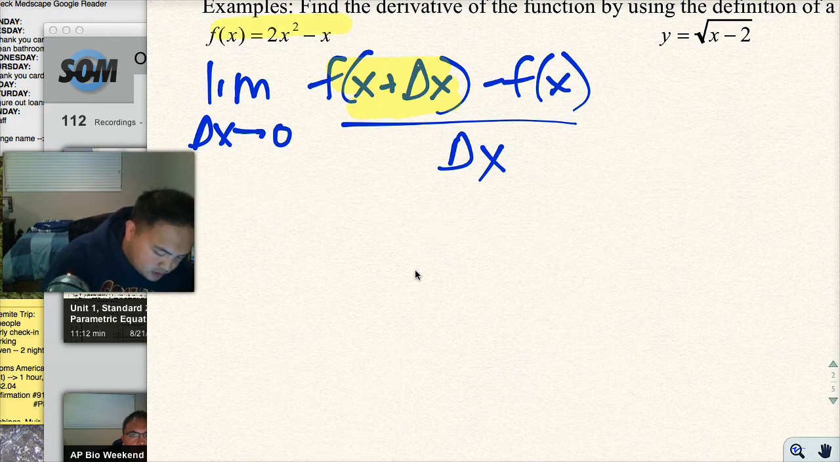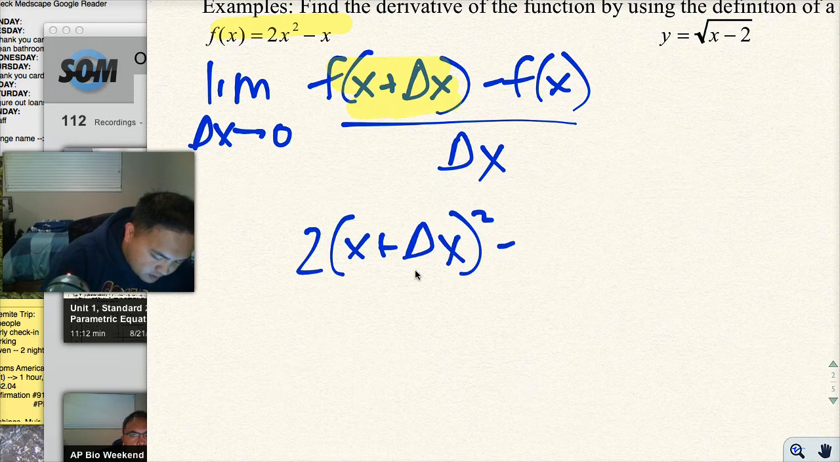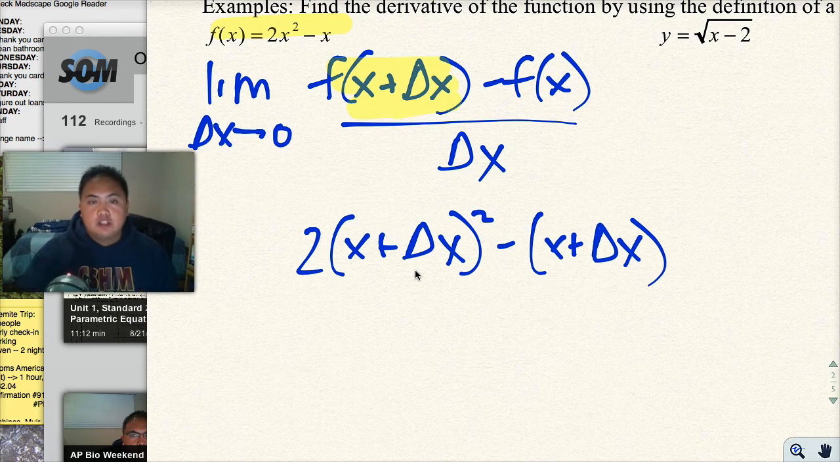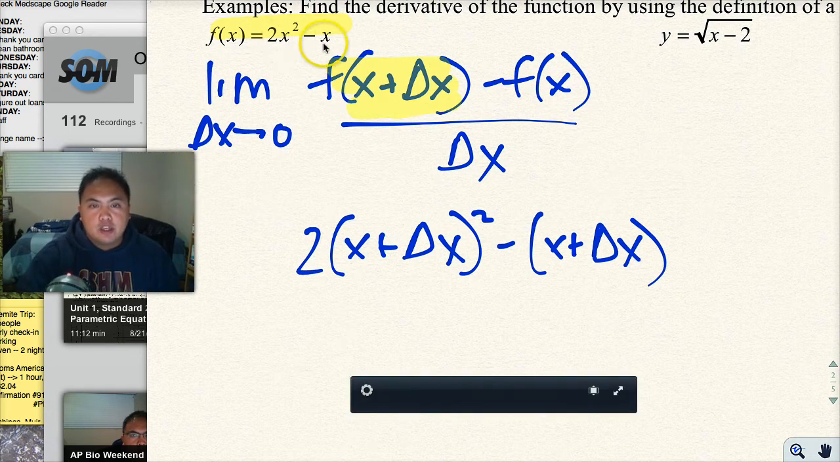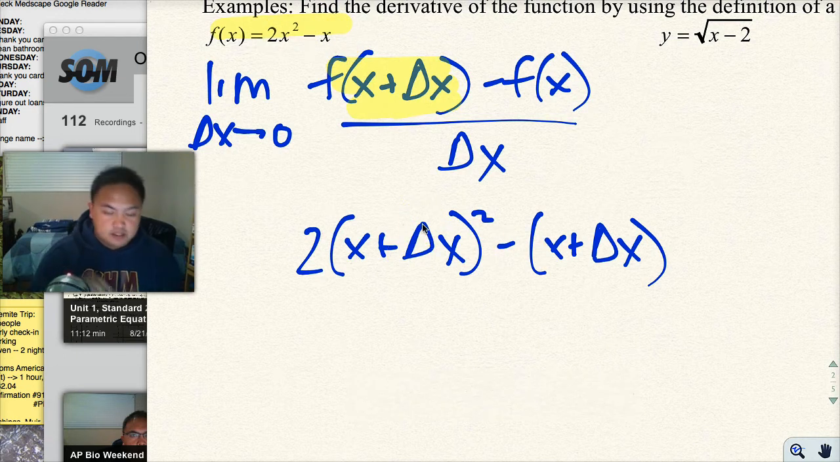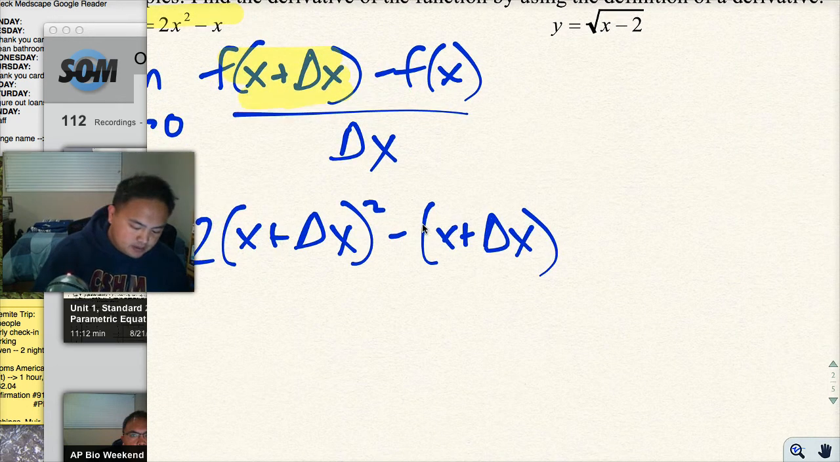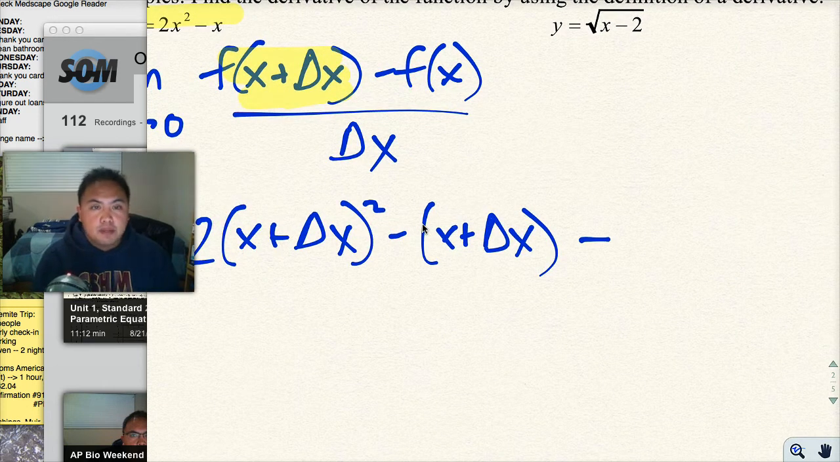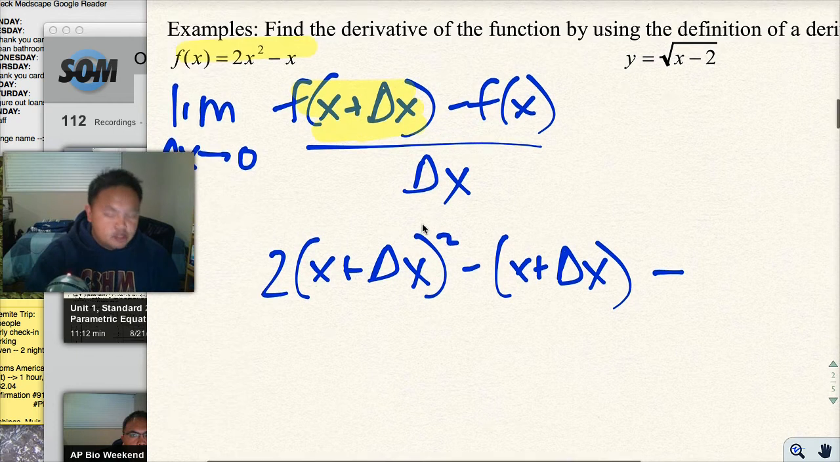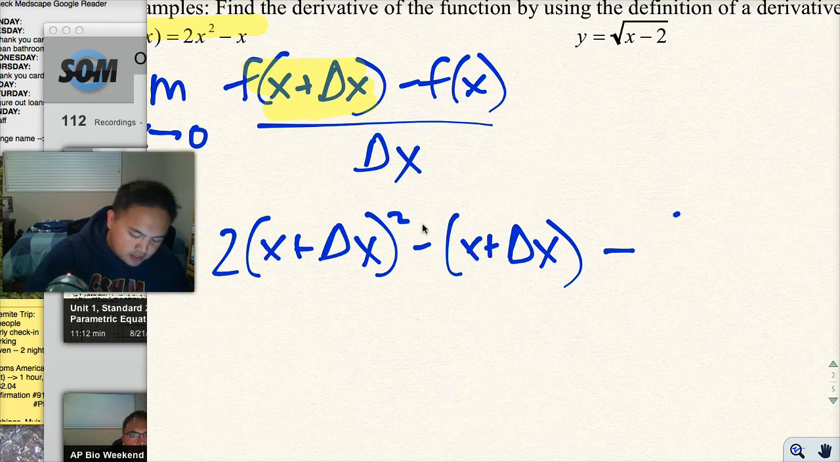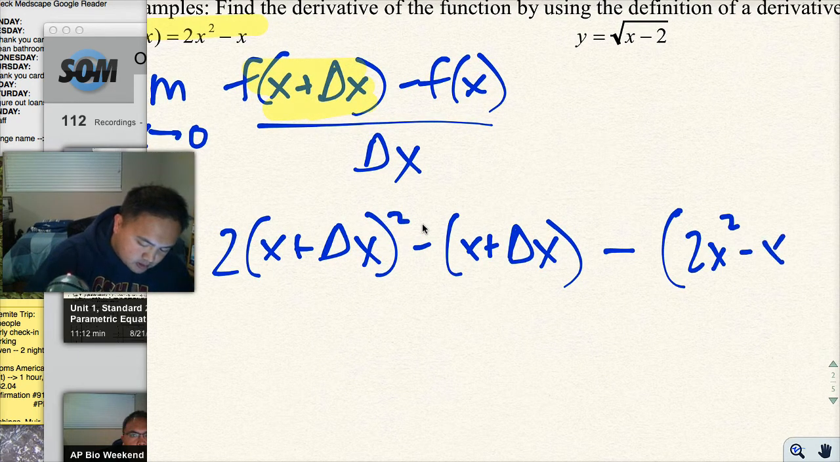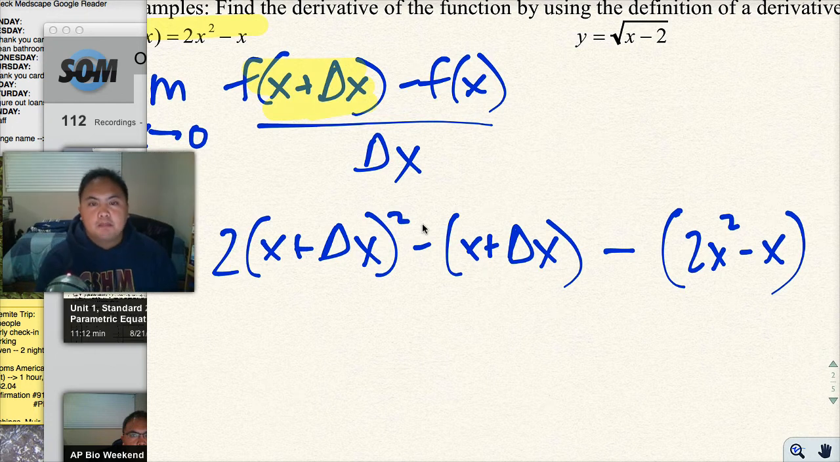So this is 2 times x plus delta x, squared, minus x plus delta x. All I did was take my function, and everywhere I saw x, I put x plus delta x instead. So this right here and this right here are exactly the same, just x plus delta x. Minus f of x, which was given to us in the problem. So f of x, again, is 2x squared minus x. And then the bottom is delta x.